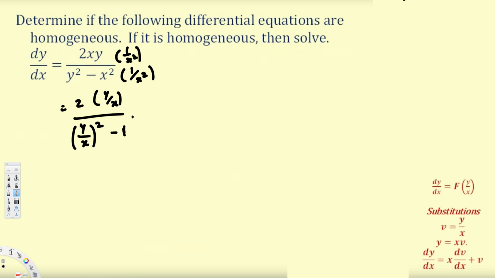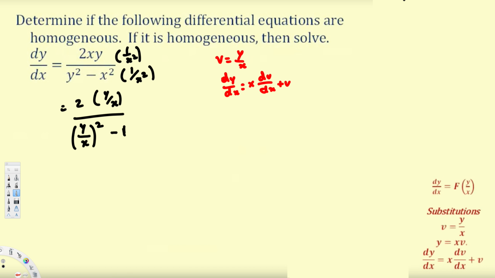So now we have to equate this y over x value to v. That's our next step. So here v is equal to y over x, and dy over dx is equal to x dv over dx plus v. Now we can write everything in terms of v. So let's go ahead and do that.